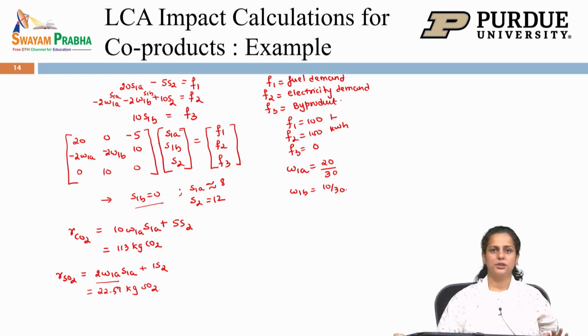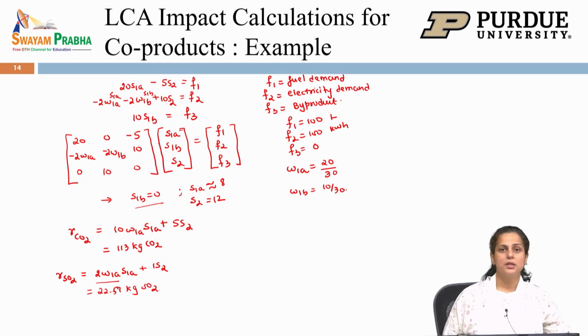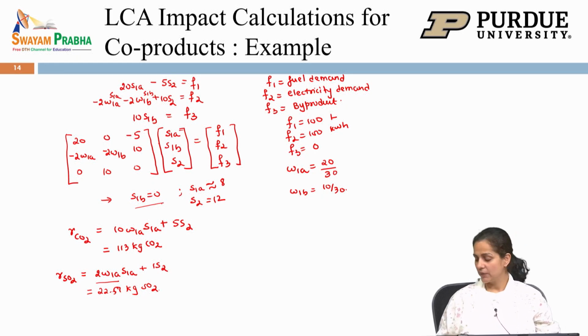So, these are some simple demonstrations of how your results will change, or how you will do partition, and if you have a simple system, how you set up your matrix algebra. And if you have a displacement, it will follow the same approach. It is just that you need a new unit process information.